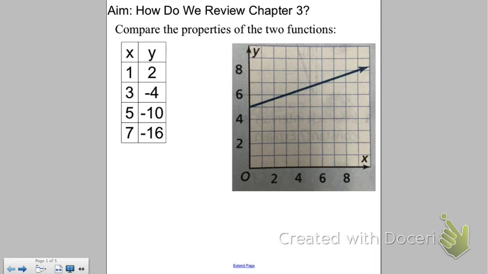The first thing we have to see when we compare two functions is to determine if they are both linear or if one is nonlinear. The graph is easy to see since this is a straight line. My graph is a linear function.